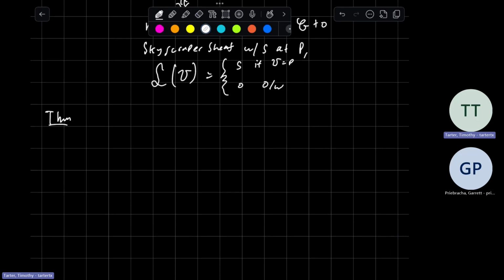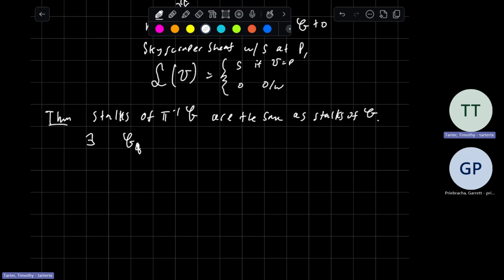As an additional theorem, the stalks of pi inverse G are the same as the stalks of G. More precisely, there exists a natural isomorphism from the Q-th stalk of G to the stalk of pi inverse G at P.